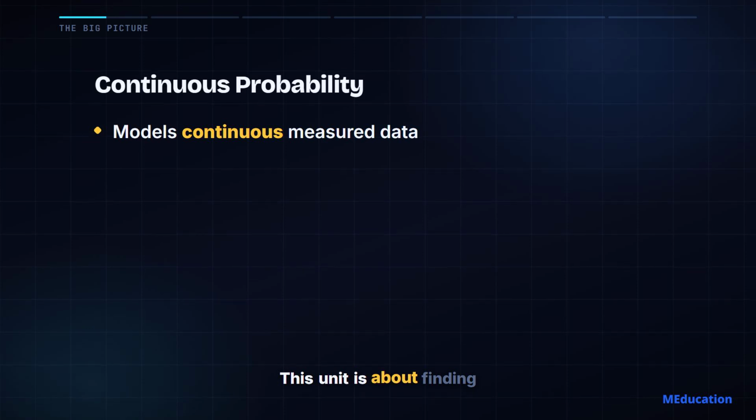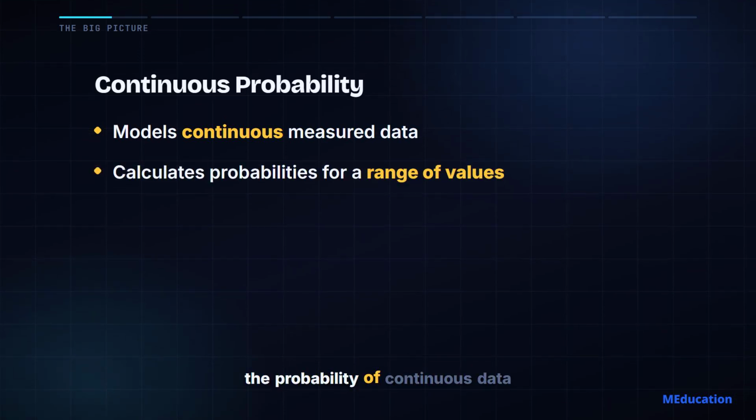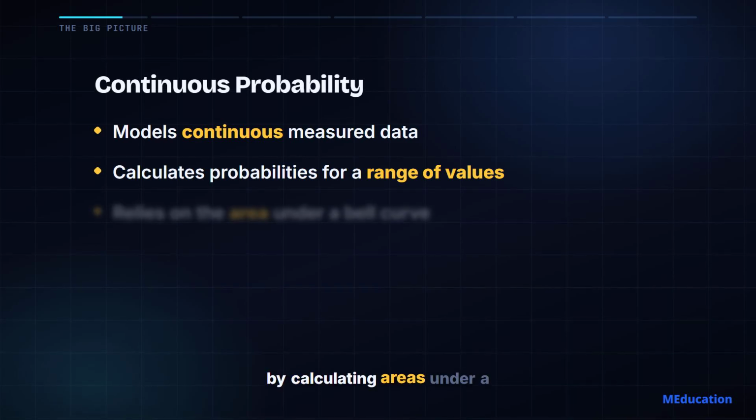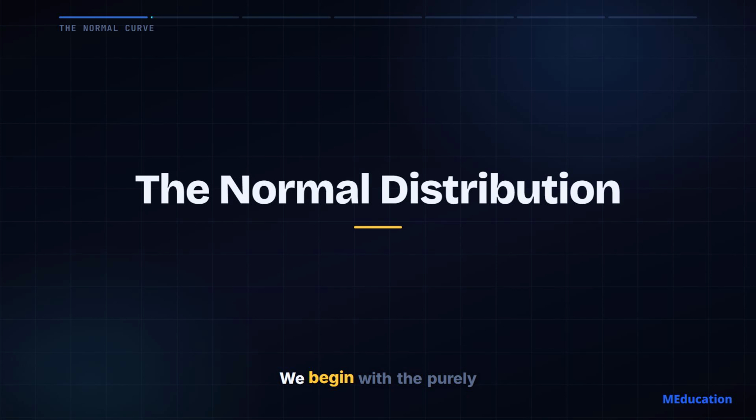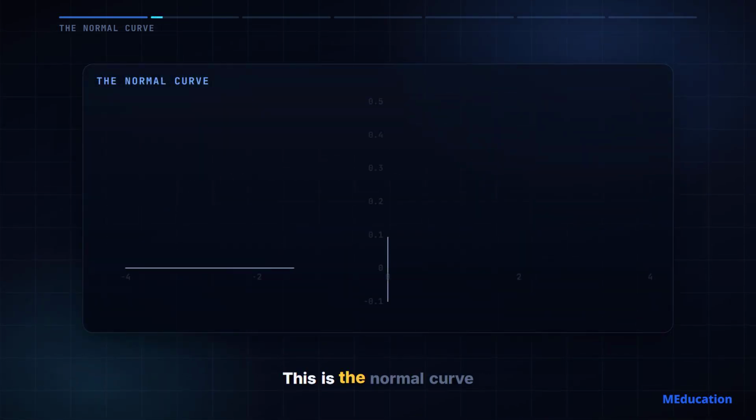This unit is about finding the probability of continuous data falling within a range by calculating areas under a perfectly symmetrical bell curve. It is arguably the most important distribution in all of statistics. We begin with the purely theoretical shape of the curve. This is the normal curve.